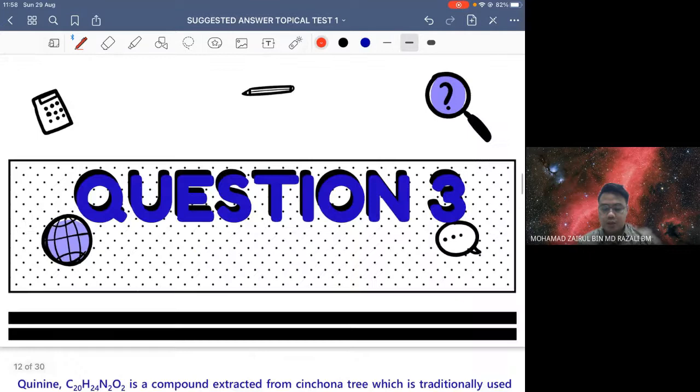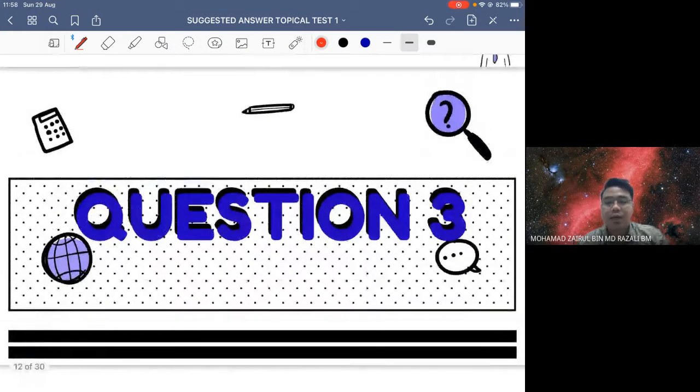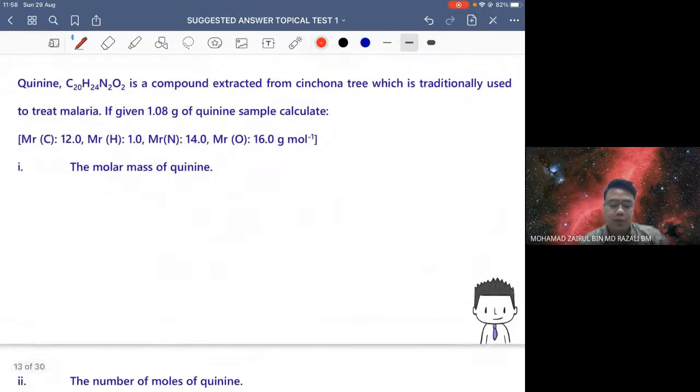Alright. So the third question is related to the mole concept. Okay, related to the mole concept, which is the most basic concept in chemistry. Okay, so given that quinine with a molecular formula of C20H24N2O2 is a compound extracted from the cinchona tree, which is traditionally used to treat malaria. Given that the mass of the quinine is 1.08, calculate the molar mass of quinine.